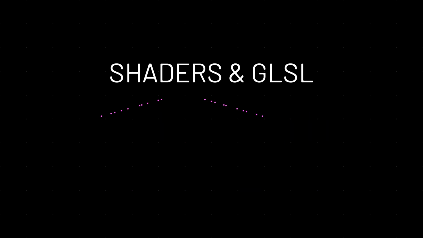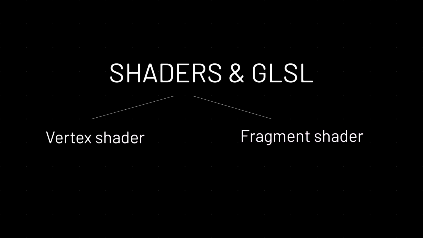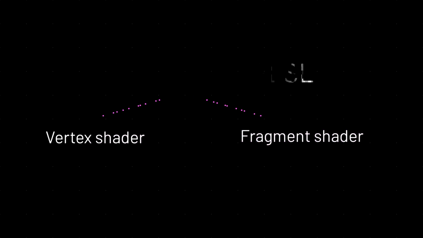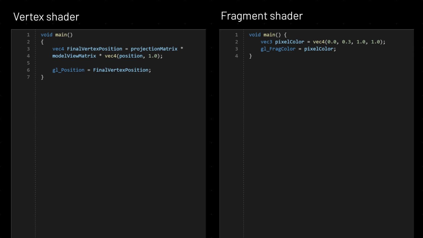There are two types of shaders that we are interested in. That's the vertex shader and the fragment shader. Here's an example of each. They are written in a programming language called OpenGL Shading Language, or GLSL for short. GLSL is a high-level language similar to C in syntax and structure, but specifically designed for the kind of mathematical operations that are common in computer graphics.